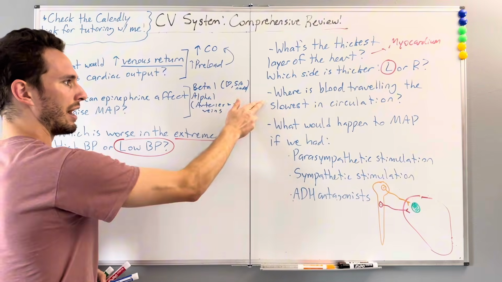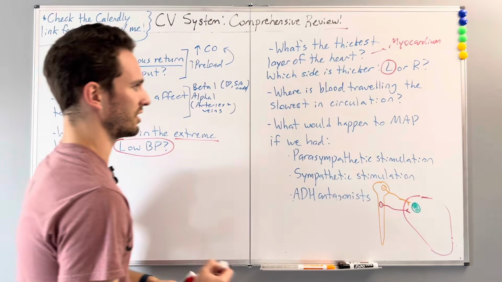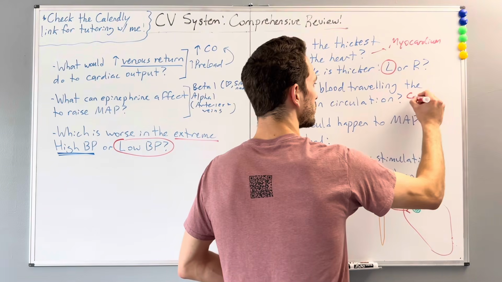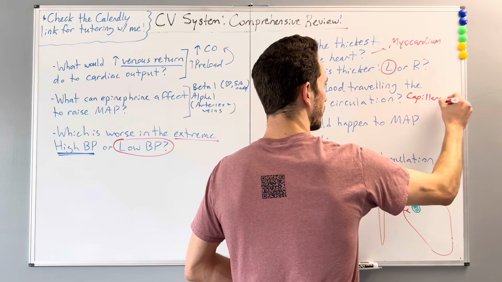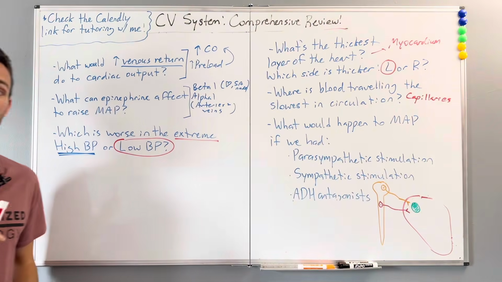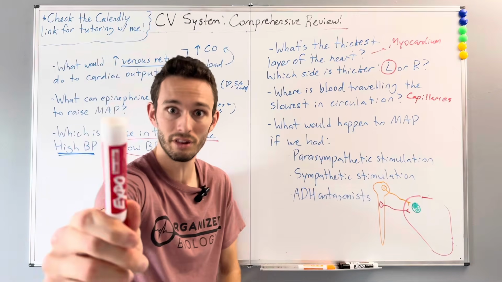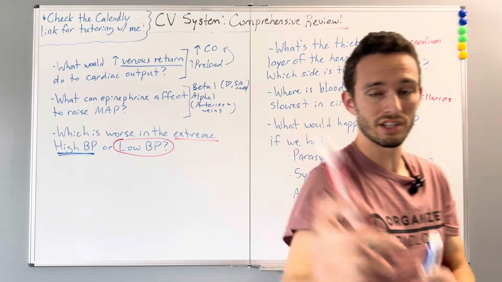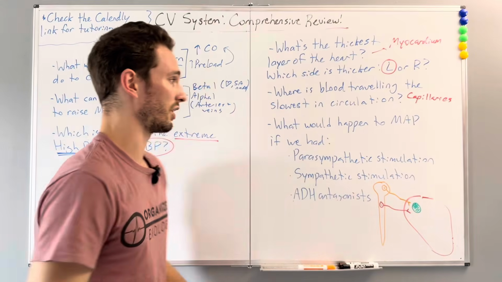Now, where is blood traveling slowest in circulation? We talked about that earlier. That is the capillaries. And again, with the capillaries, we want to slow the blood down so we can slowly exchange, like the toll booth, exchange the gases and nutrients. If we went too fast, that wouldn't work very well.